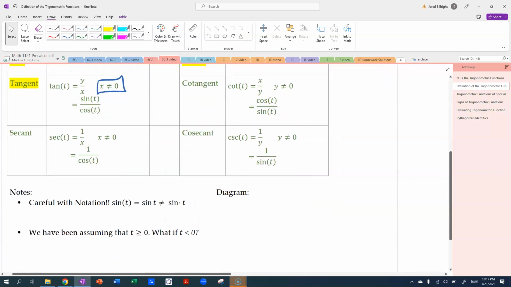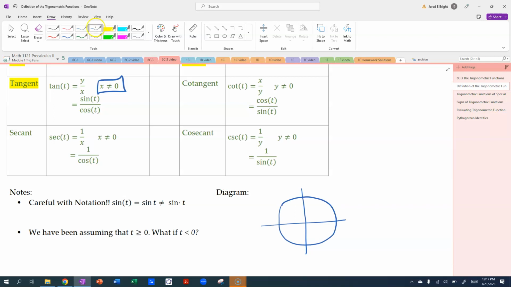Just so we can visualize this in a quick little diagram, we have the unit circle, a rough sketch, and we have a trigonometric point. I'm going to put it in quadrant 2 just for fun, and call that point P of t. It has an x, y coordinate associated to it. The arc length along the circumference of the circle would be t. And if we're looking at sine of t, this is going to be the y coordinate. These are just definitions.